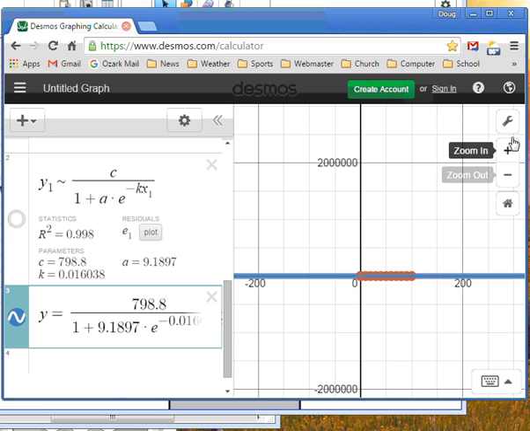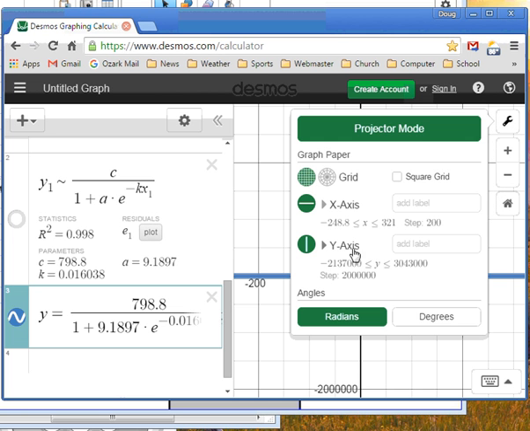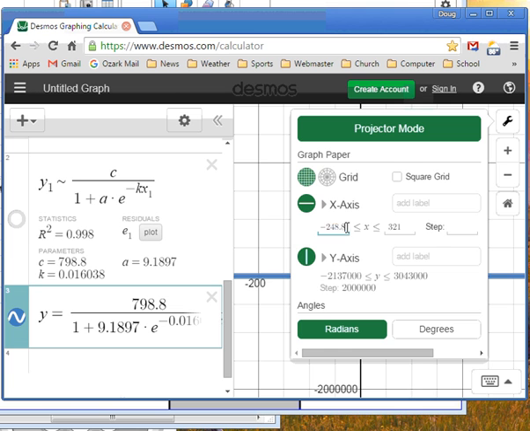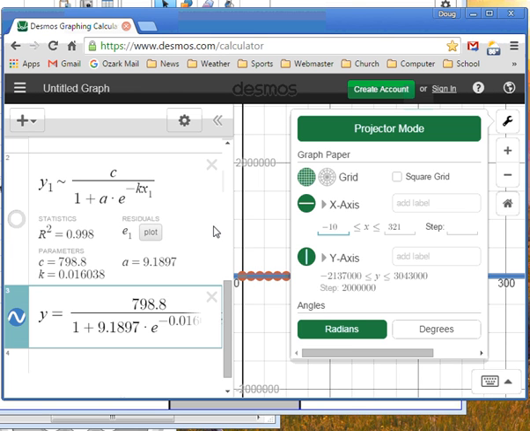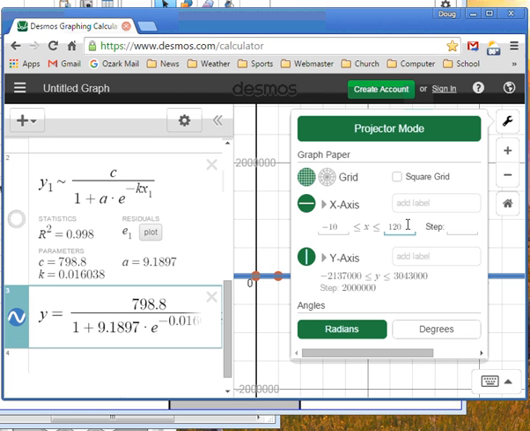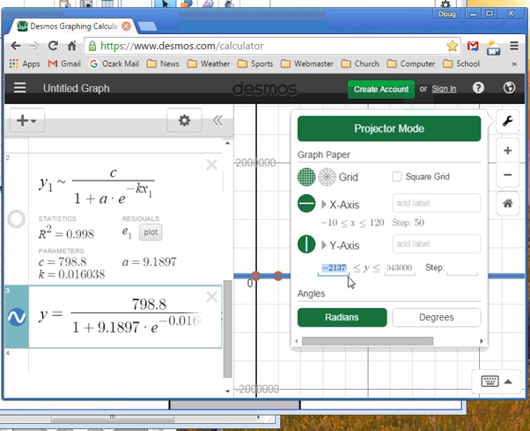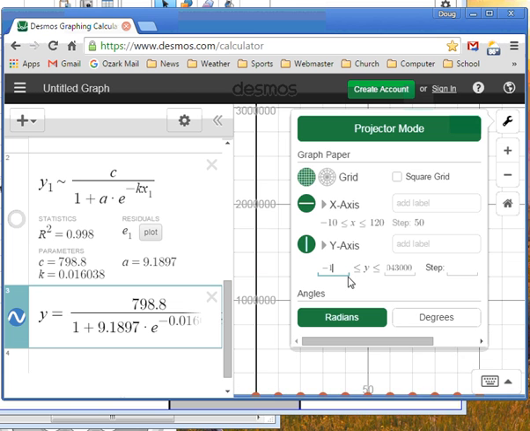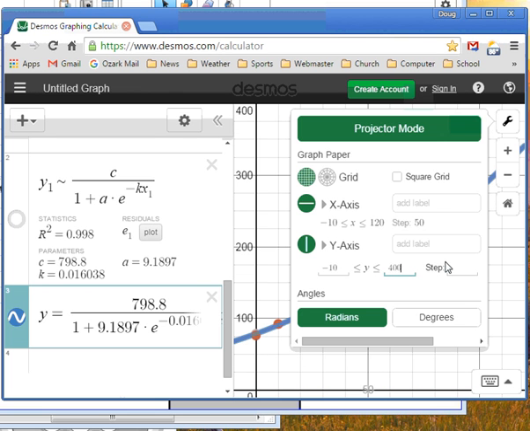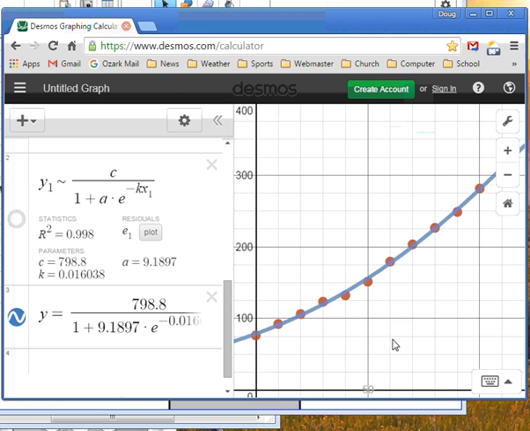Now I am going to change my grid just a little bit. X-axis, maybe negative 10. And we were going to 103, so maybe I'll go to 120, anything that's bigger than that. Y-axis, maybe negative 10, to 400. Our population was 300 and something? Yes. That'll just get it where it works a little better.